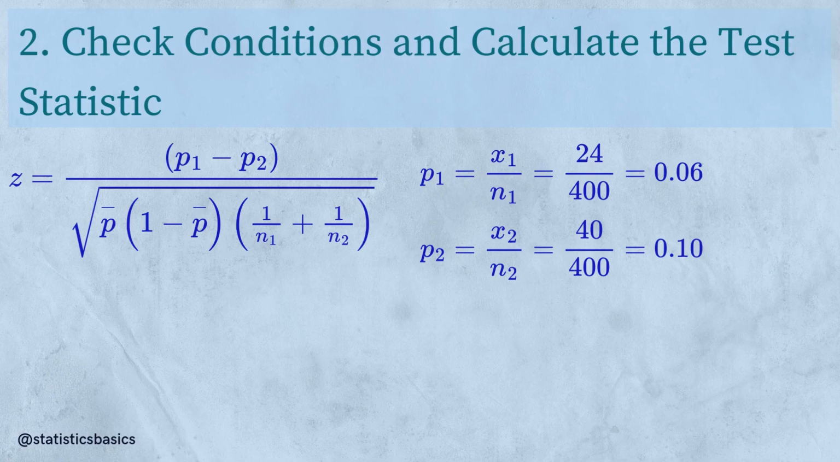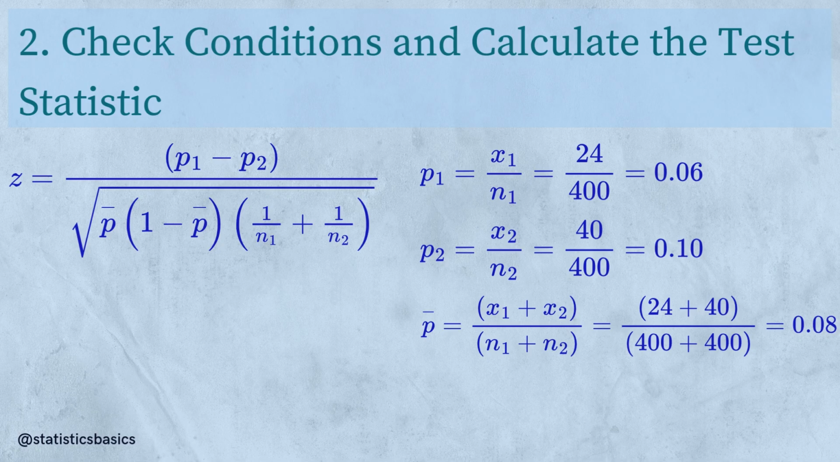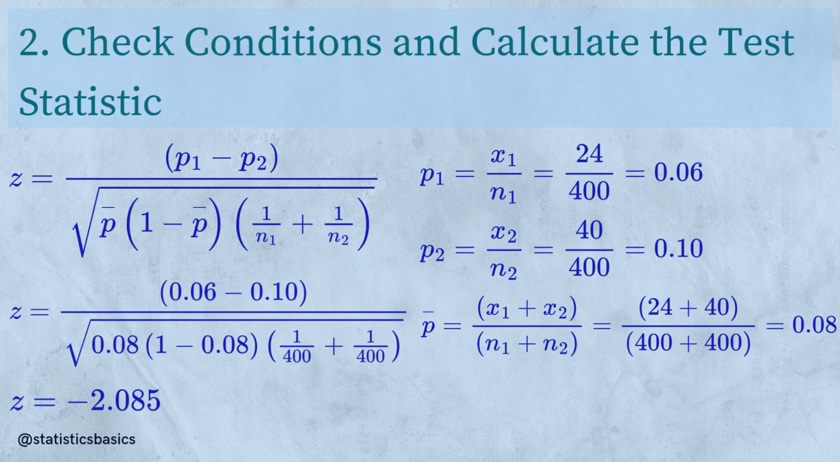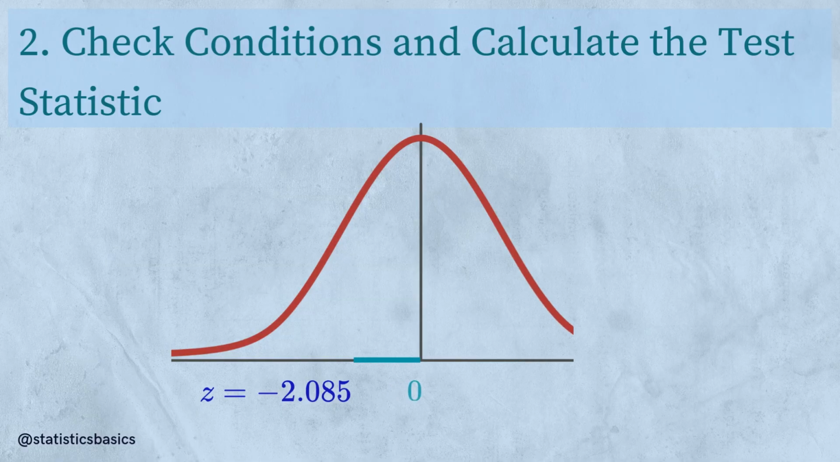Where P1 and P2 are the sample proportions of patients who developed an infection under the new and standard protocols, respectively. P bar is the pooled sample proportion calculated by combining both groups. Inserting these values in the formula, we get a z-statistic of approximately -2.085. This z-statistic indicates that the observed difference between two sample proportions is 2.085 standard errors below the expected difference of 0, assuming no difference between the protocols.